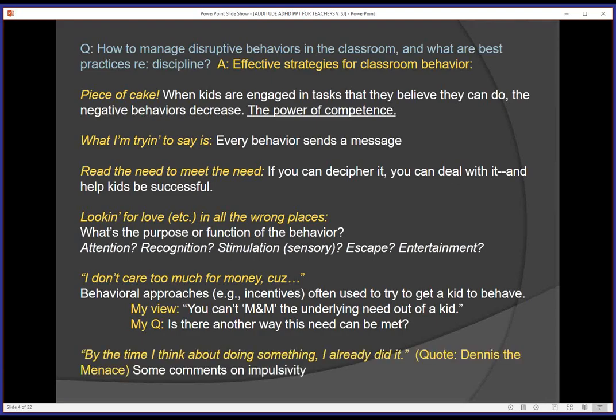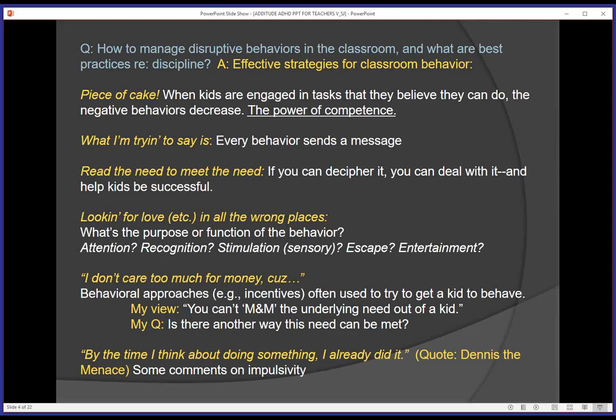Dennis the Menace famously said in one cartoon by Hank Ketchum, by the time I think about doing something, I already did it. Well, a lot of kids are impulsive as a part of their ADHD, so they say things, they blurt out things, they do things that they really haven't thought enough about yet. And I think you have to factor that in.